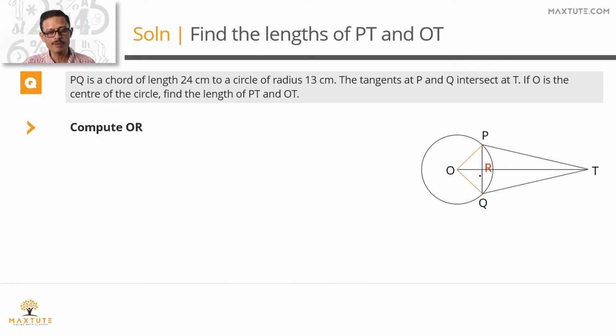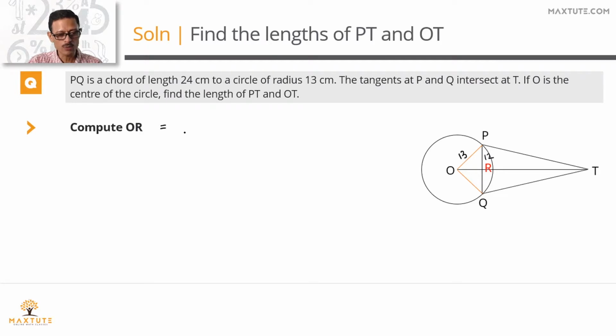The next step I'm going to be doing is computing the value of OR. Let's write down whatever we know. We know the radius of the circle, which is OP, is 13. We just established that R is a midpoint and PQ equals 24. So PR will be equal to 12. Now, what is going to be the measure of OR?